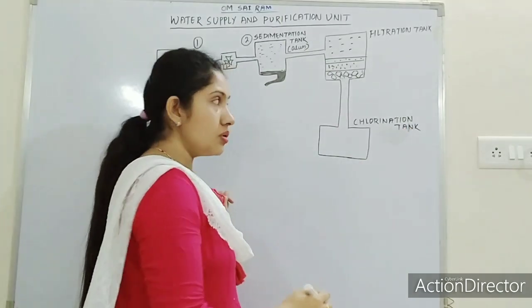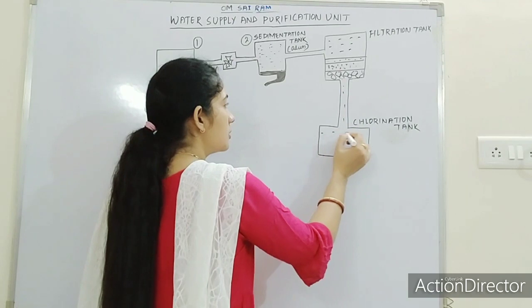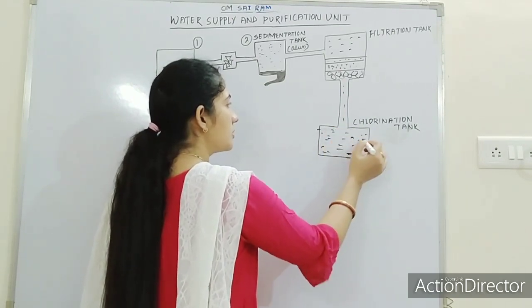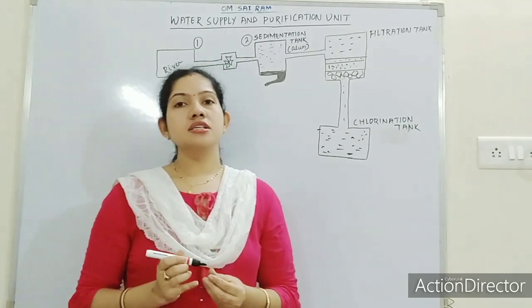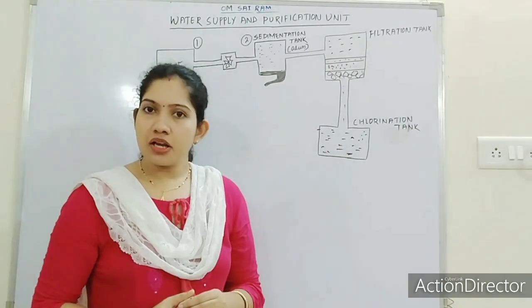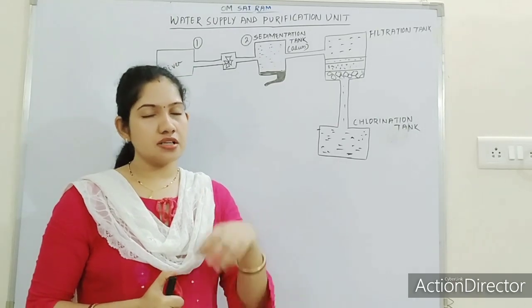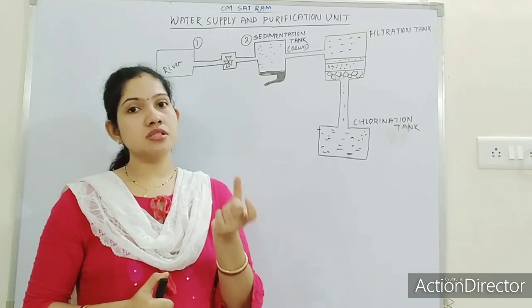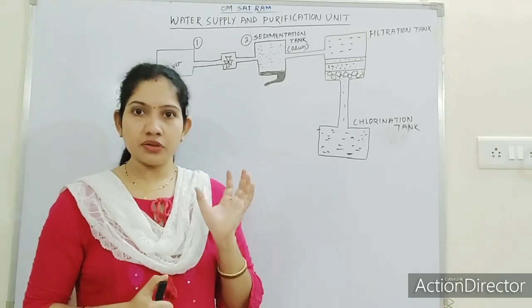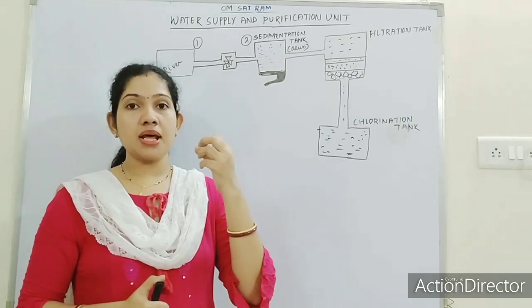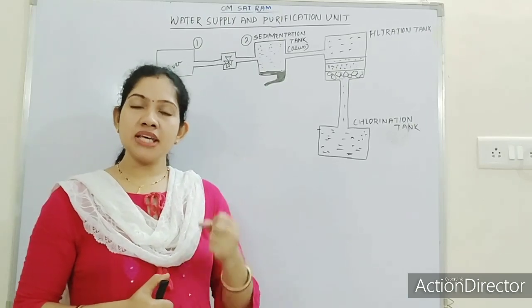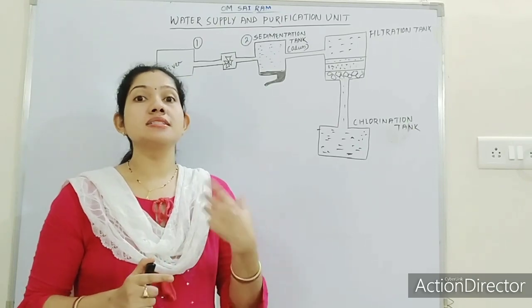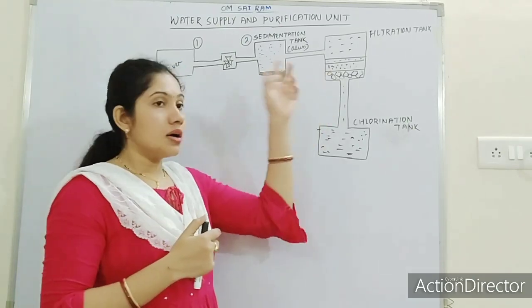So this water is then allowed to store in a tank called a chlorination tank. See, chlorine is a chemical which acts as a disinfectant. Generally we are using bleaching powder. Bleaching powder is a form of chlorine only. So whenever we apply chlorine in water, chlorine will kill all the germs of water. It will disinfect water.